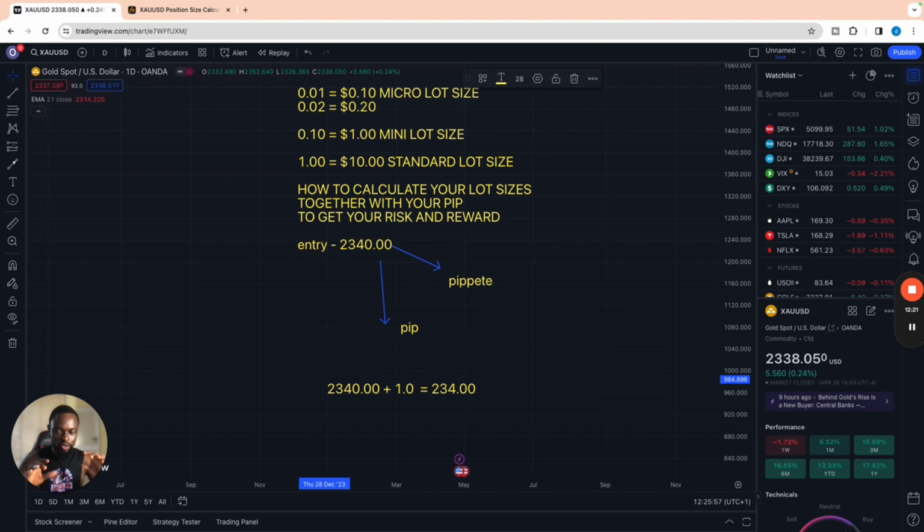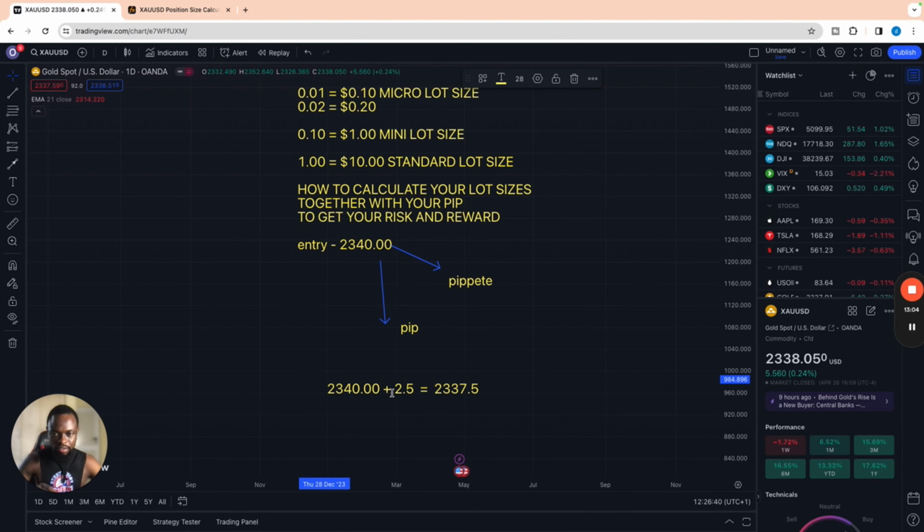So in order to calculate how many pips you want to lose, let's say you want to lose 25 pips. You come here and do 2.5. I will explain why I'm doing 2.5 and why not just 25. So now you come here and do 2340.00 minus 2.50, which gives you 2337.5. So now this is going to be your stop loss.